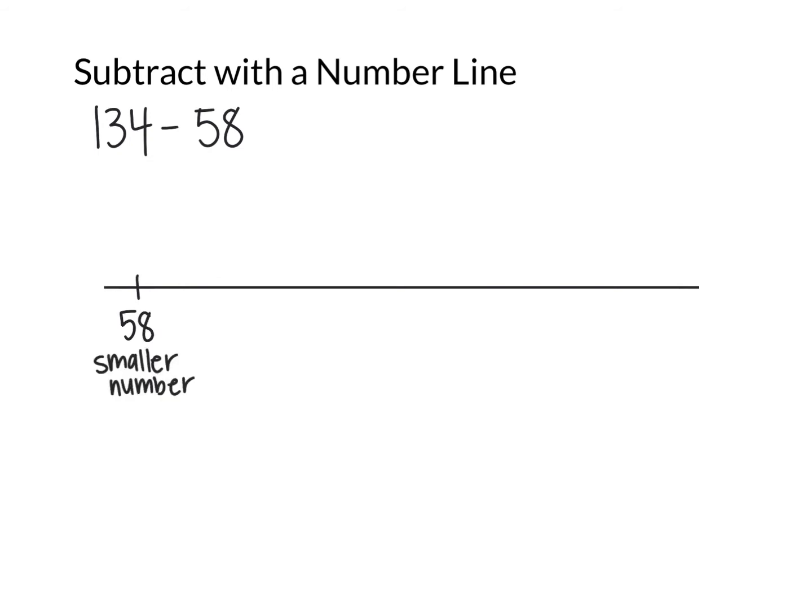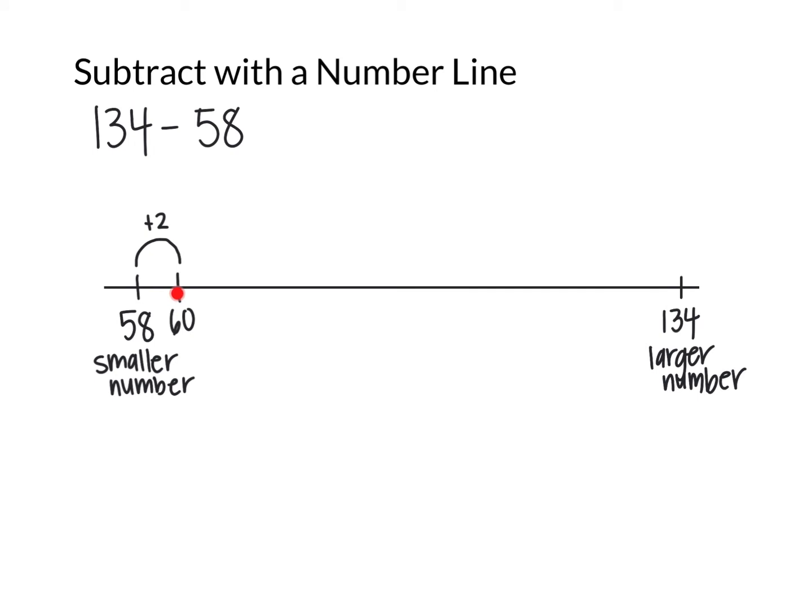My goal is to get to the larger number. When I look at my problem, I see 134 is my larger number. Now I'm going to use what I know about numbers to go from 58 all the way to 134. When I look at 58, I know that if I round up, it's super close to 60, which is a jump of 2. Now I'm going to think, how can I get really close to 134?